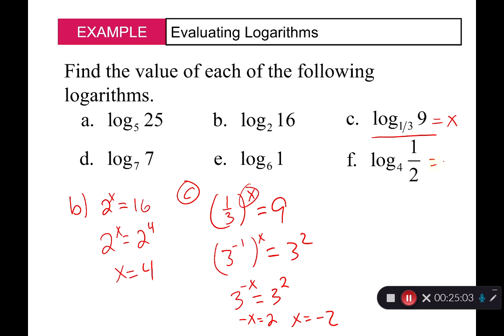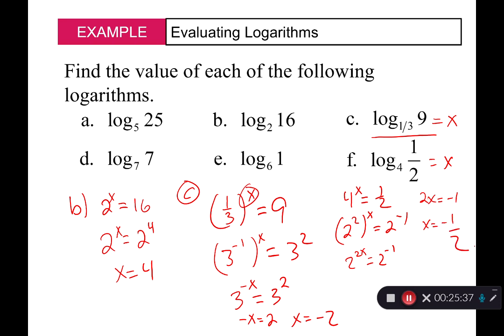In F, we're going to do the same thing. 4 to the x power equals 1/2. So that's 2 squared to the x power equals 2 to the negative 1. Excuse me, that should be an x. So then I have 2 to the 2x equals 2 to the negative 1. And we wind up with 2x equals negative 1 and x equals negative 1/2. So not only did I get a negative value for my exponent, I got a fraction as well. And that's just fine.